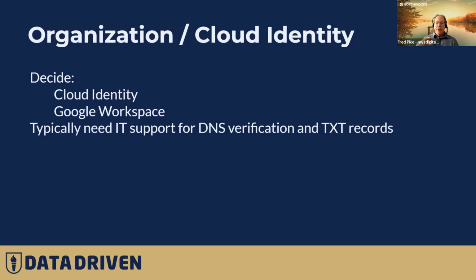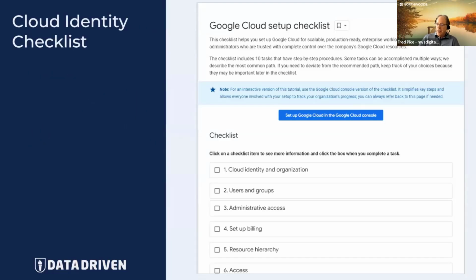For this, it's not a process that an agency can typically do. You typically need IT support because there's DNS verification and TXT records that have to be added in there for this to work. So you typically have to get the IT group involved, which means sometimes it's just easier to do the personal because you can do it. But the better approach is to do it through the organization. And the nice thing is that there's a really nice checklist that you can share with the IT group. And that's this checklist. And let's go through that just a tiny little bit.